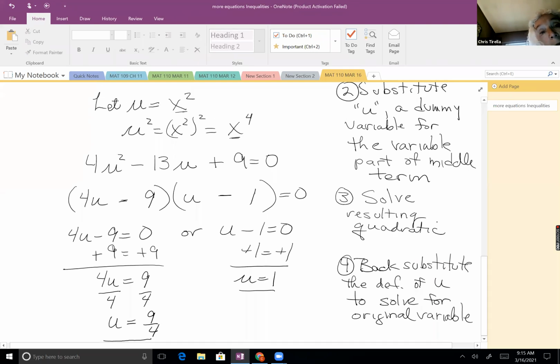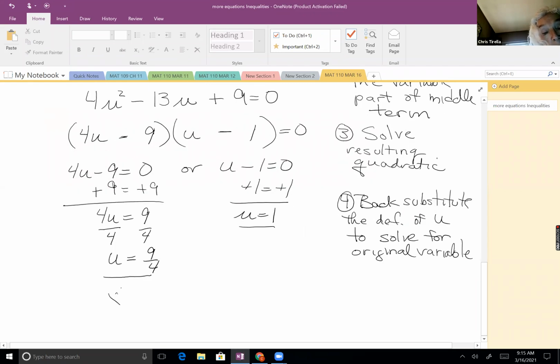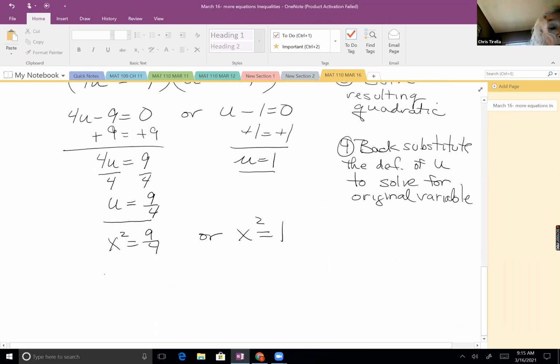Again, way up there, we defined u to be x squared. So let's replace u with x squared. x squared equals 9/4, or x squared equals 1. Now we can solve. I'd use the square root property and get x is equal to plus or minus the square root of 9/4. So we get x is 3/2 or negative 3/2.